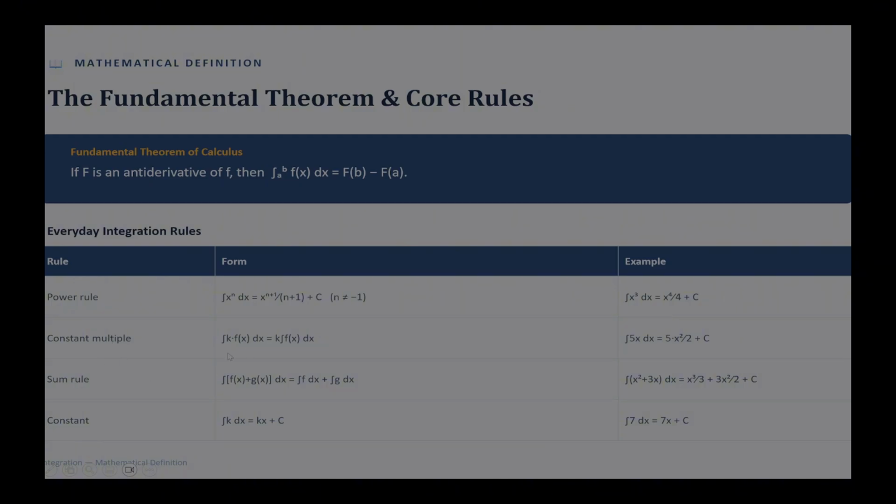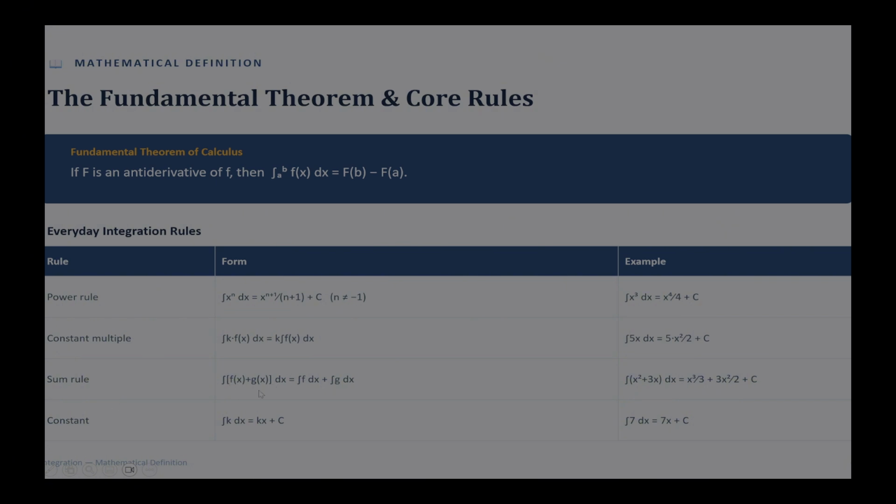Next one, the constant multiple. Like k times a function f(x), when we take the integration, we can take k out. For example, the integration of 5x dx equals 5 times x squared over 2. You see, x will become x squared over 2, and the number 5 we take outside, plus c.